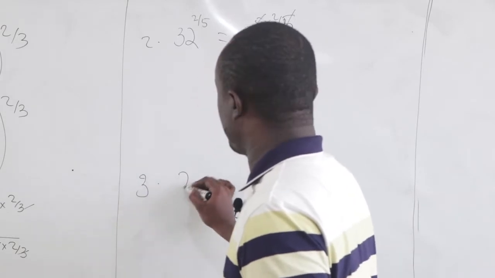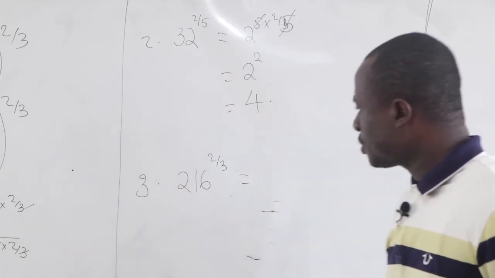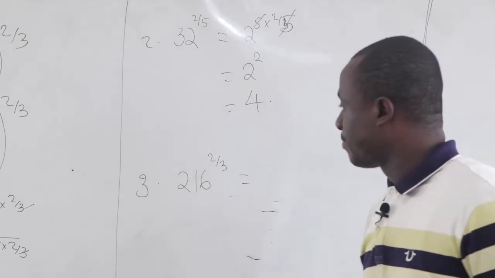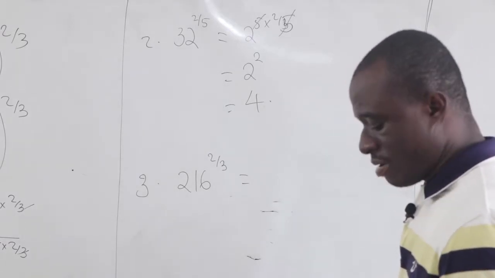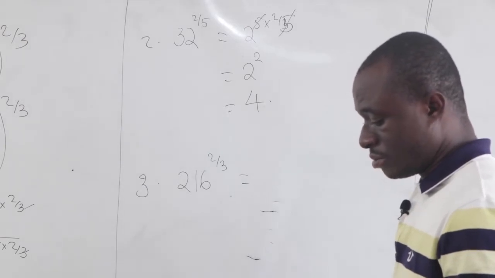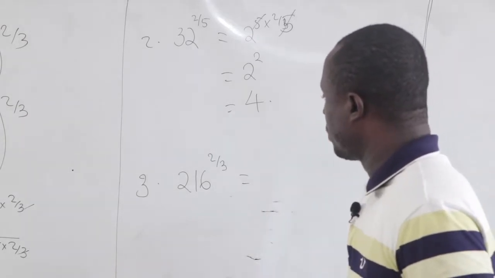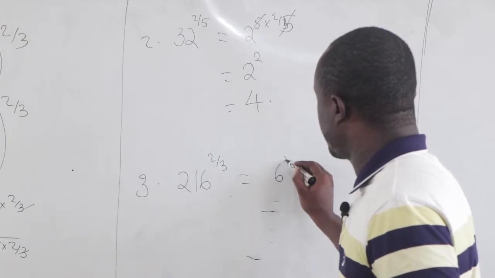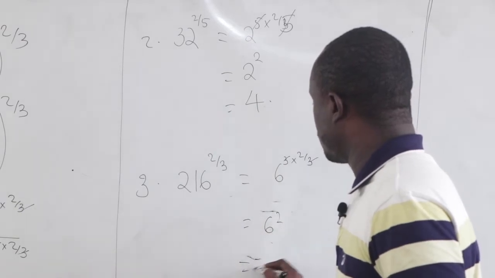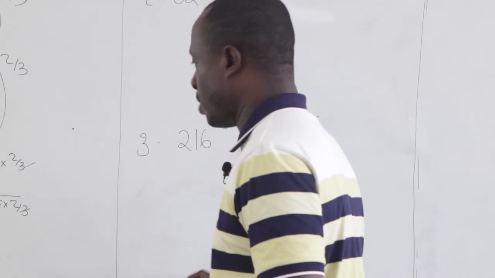Now let's see 3. We have 216 all to the power 2 over 3. Now 216, what value to the power 3 will give us 216? Clearly here, 6 to the power 3 will give us that. So we have 6 to the power 3 times 2 over 3. This will cancel this. We have 6 to the power 2, and this is giving us 36.